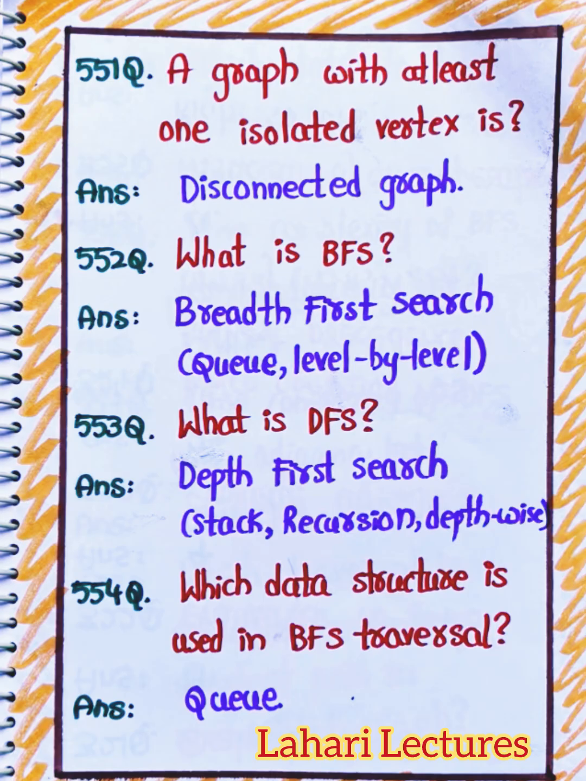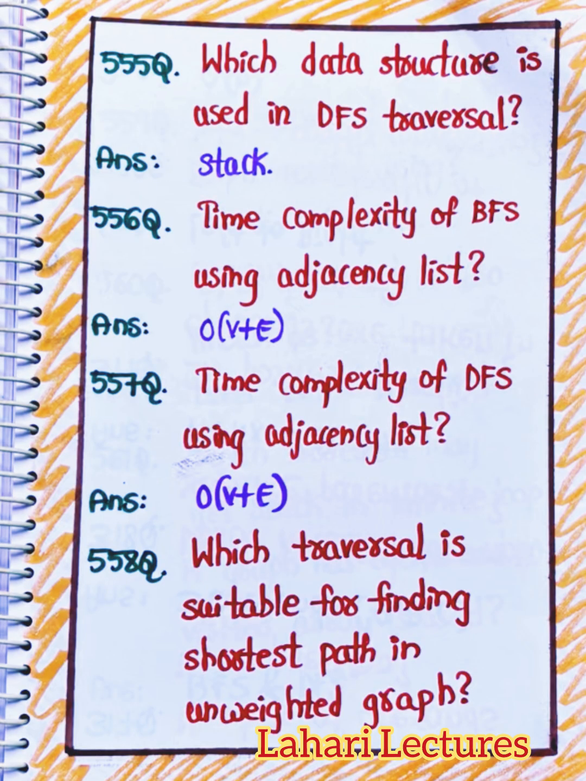Which data structure is used in BFS traversal? Queue. Which data structure is used in DFS traversal? Stack. Time complexity of BFS using adjacency list is O of V plus E. Time complexity of DFS using adjacency list is O of V plus E.